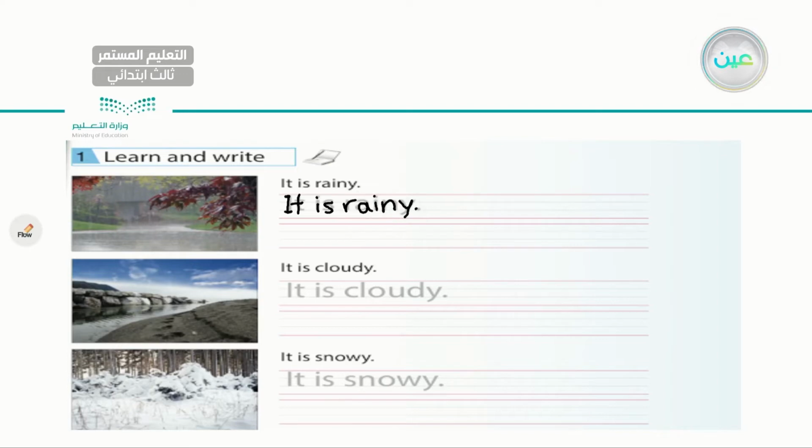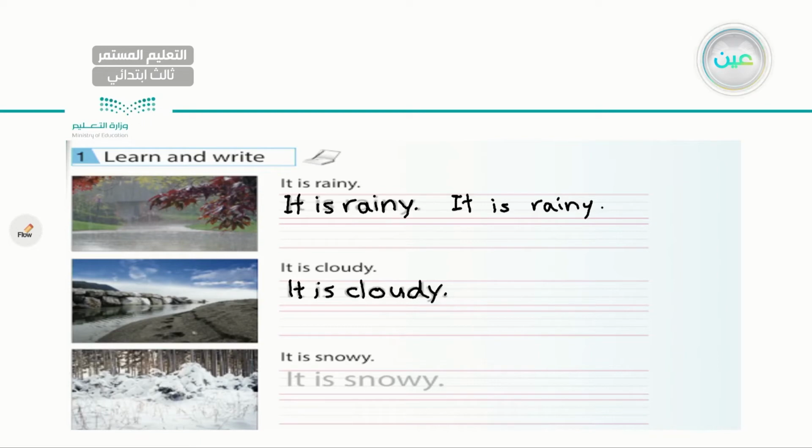We can copy it one more time. Make sure you are writing between the lines. I know you can do better than mine. It is rainy. Very good, my dear student. Moving to the next one. What's the weather like? It is cloudy. You can find this in your book. It is cloudy. Don't forget to copy it one more time.